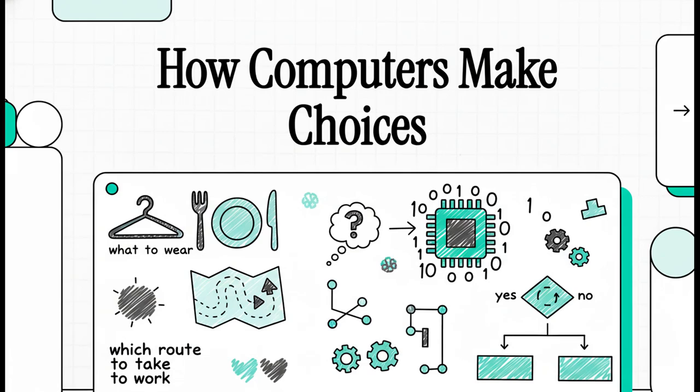Think about how many decisions you make every single day. What to wear, what to eat, which route to take to work. It feels almost automatic, right? But for a computer, a decision isn't intuitive at all. Nope, it's a calculation. It's a choice based on a really strict set of rules. So let's dive in and unpack the simple, logical rules that let computers make these choices.